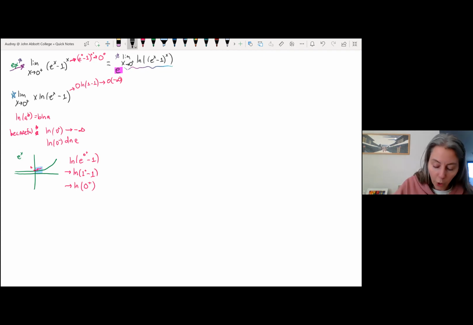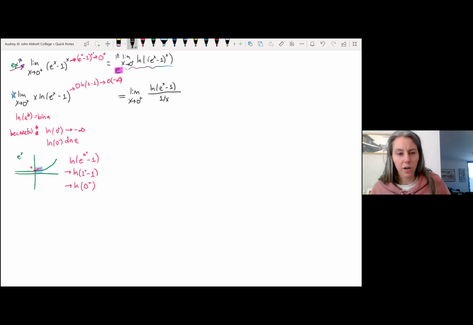Good. So we can't apply L'Hopital's rule. Instead, we bring one of our functions to the bottom. Ask yourself, 1 over x on the bottom or 1 over ln of e to the x minus 1? Which is better? Which is going to make L'Hopital's rule easier? Hopefully, it's very clear that we should be bringing that x to the bottom. So we're going to have the limit as x approaches 0 from the right, ln of e to the x minus 1, over 1 over x, which is clearly better than the alternative, x over 1 over ln of e to the x minus 1.